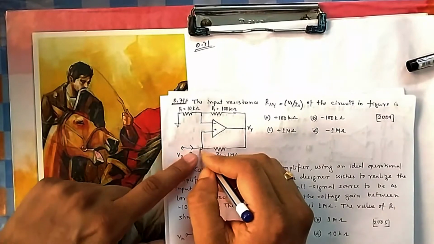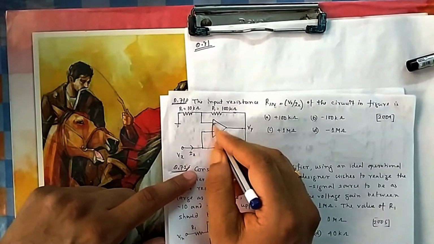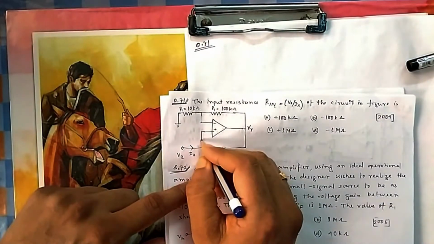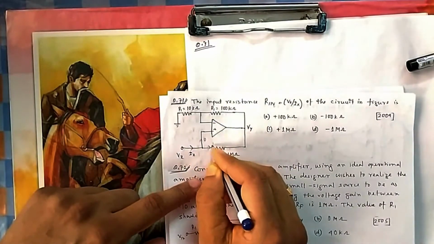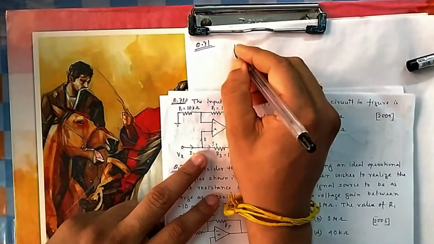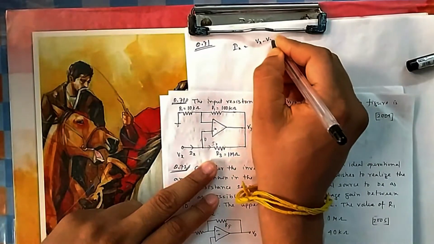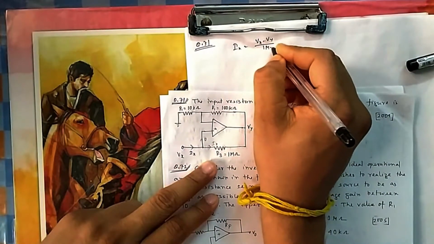Ix is coming from here. Will there be any current flowing through this? No current flows through this because this is infinite resistance. So current here is 0, and all of Ix is going in this direction. So now you can think of what your Ix will be. Your Ix is nothing but Vx minus Vy by 1 mega ohm.